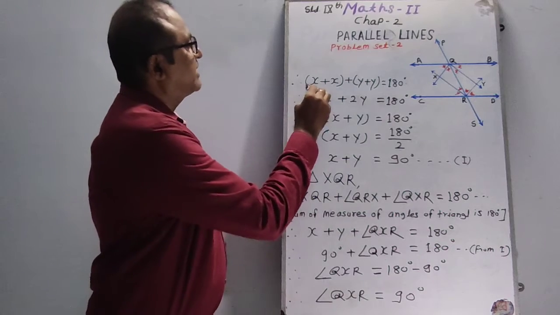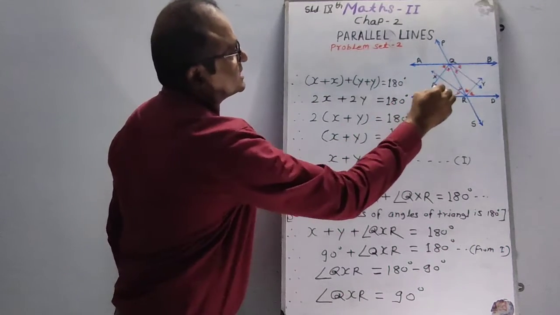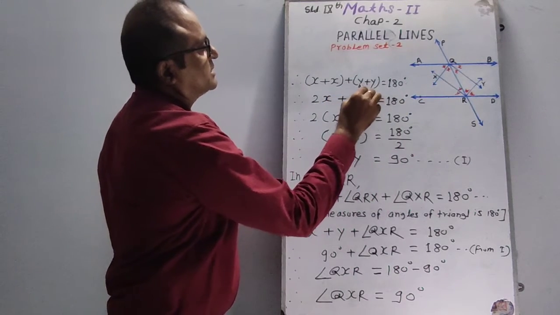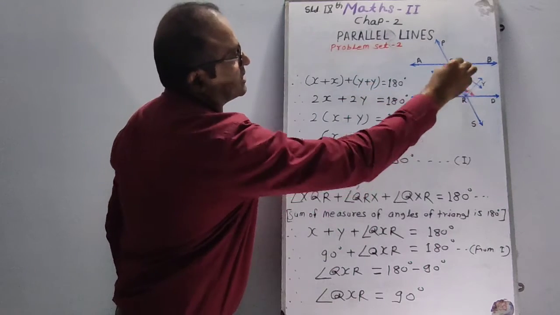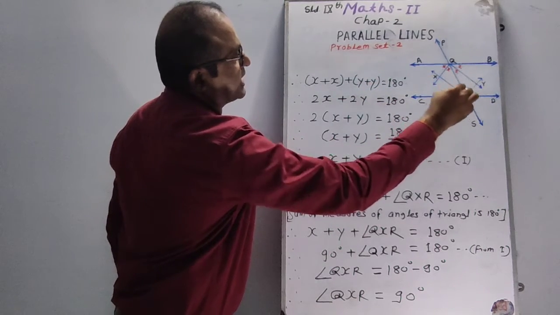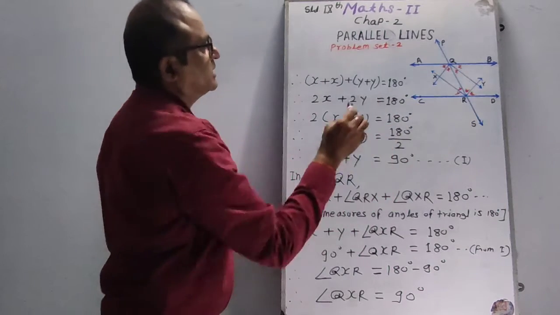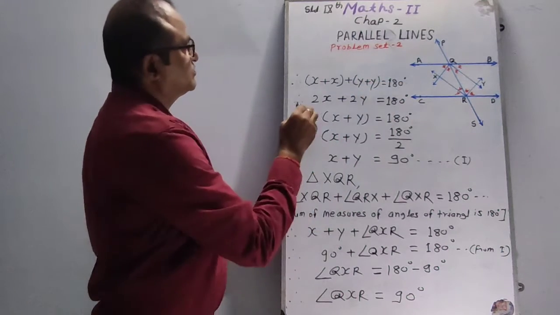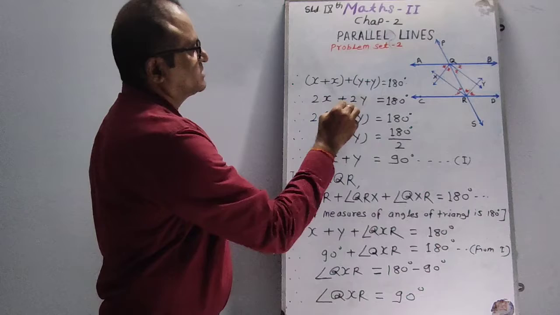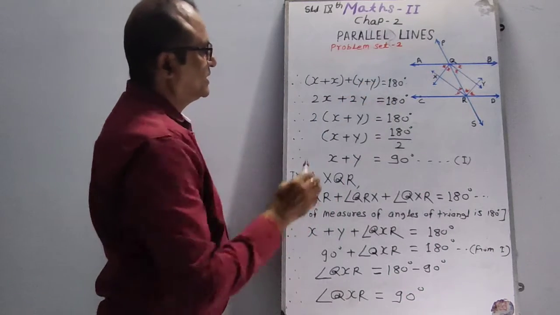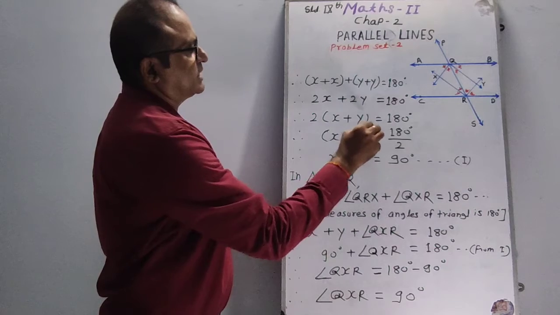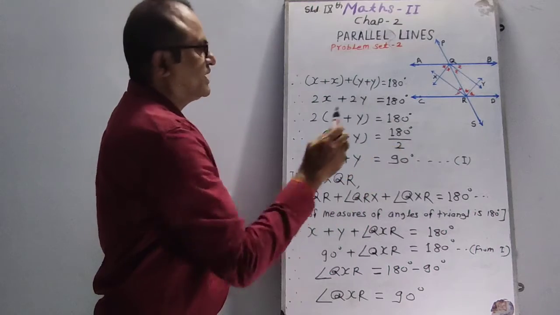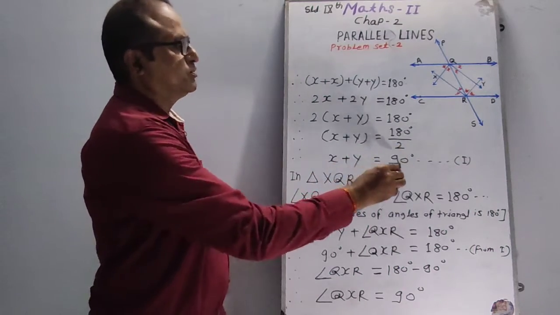Next, therefore, in brackets x plus x, meaning AQX is x and XQR is x, plus in another bracket y plus y, meaning QRX is y and XRC is y, is equal to 180. Therefore, 2x plus 2y is equal to 180 degrees. Therefore, 2 into (x plus y) is equal to 180 degrees. Therefore, x plus y is equal to 180 divided by 2. Therefore, x plus y is equal to 90 degrees, (1).